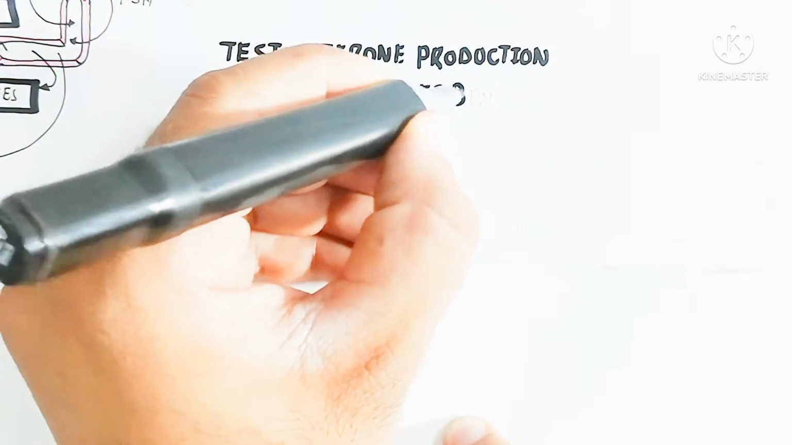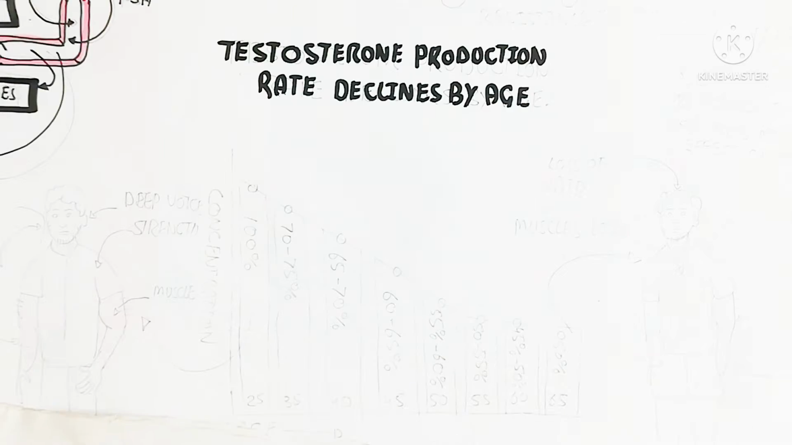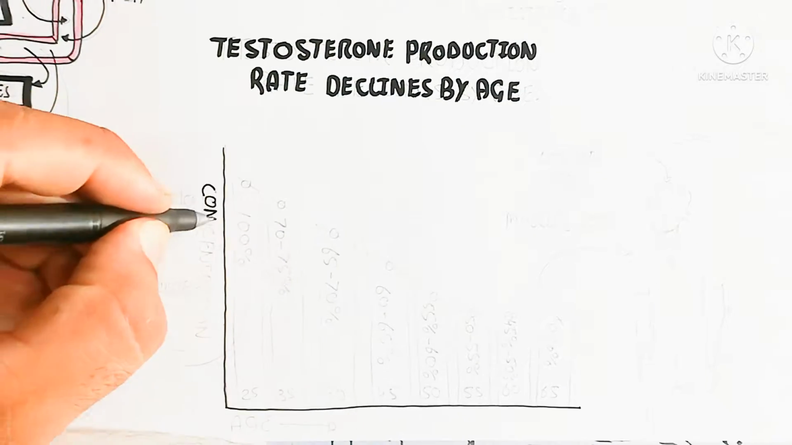For example, the production of beard. Before puberty, the beard does not occur. That is the differentiation.